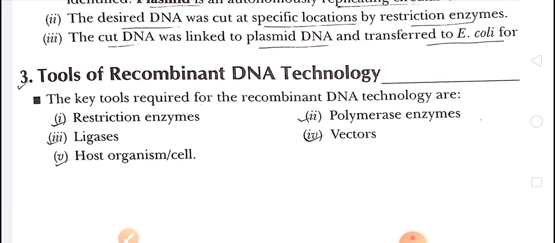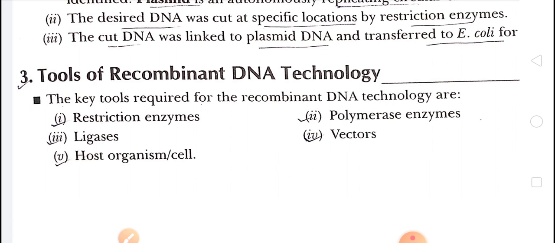Vector, we have discussed two examples that we have taken about the vector. Number one, plasmid. Number two, bacteriophages. These are responsible for making multiple copies of DNA. And the vectors that we have discussed have the following features: they have the origin of replication, they have the selectable marker, they have the cloning sites.